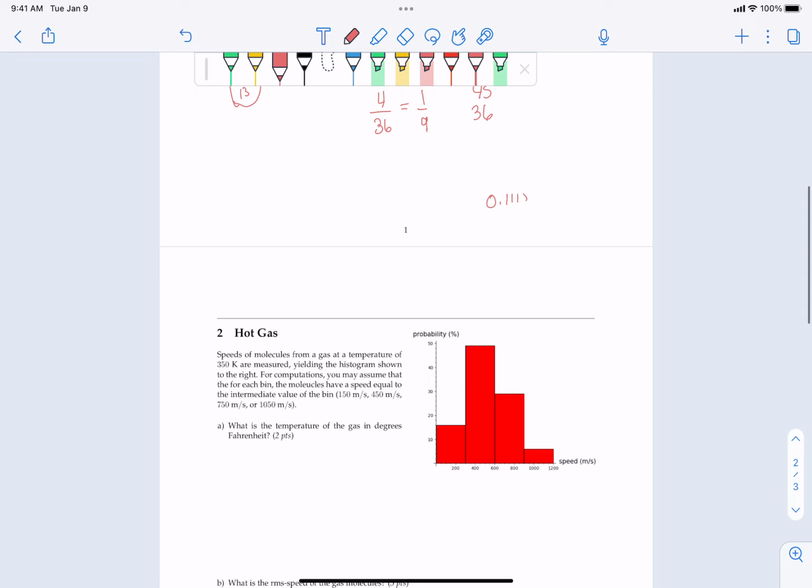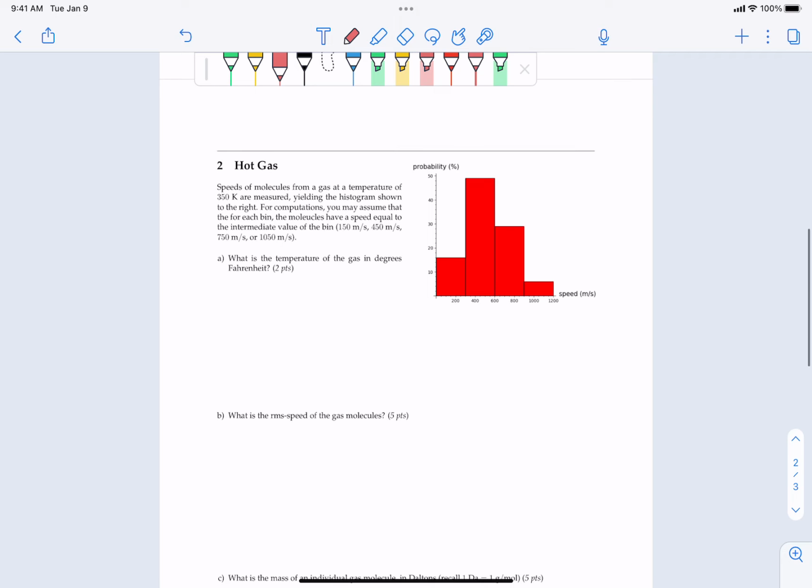But that's it for problem 1. If you guys don't have any other questions, are we good to move on to problem 2?